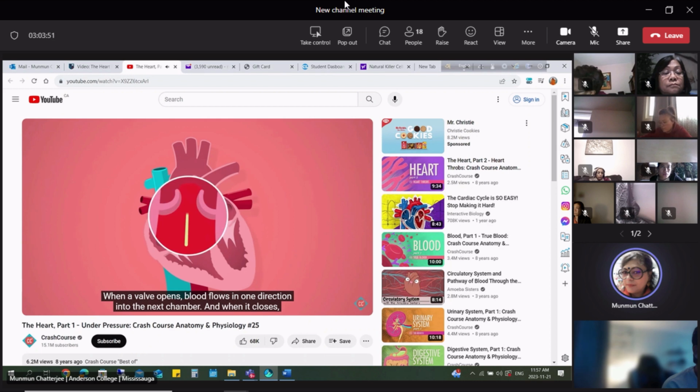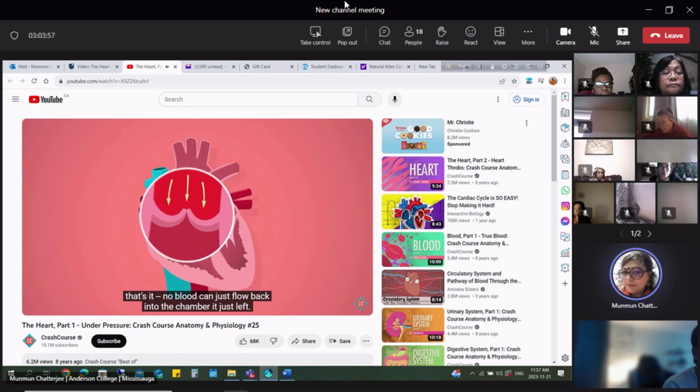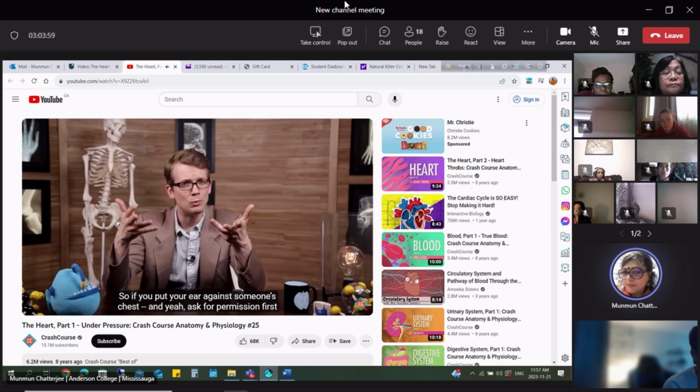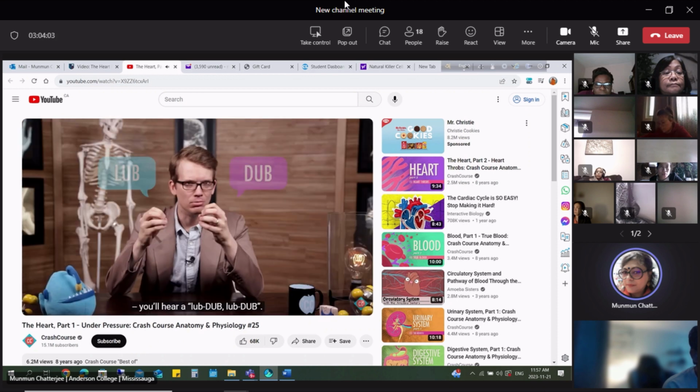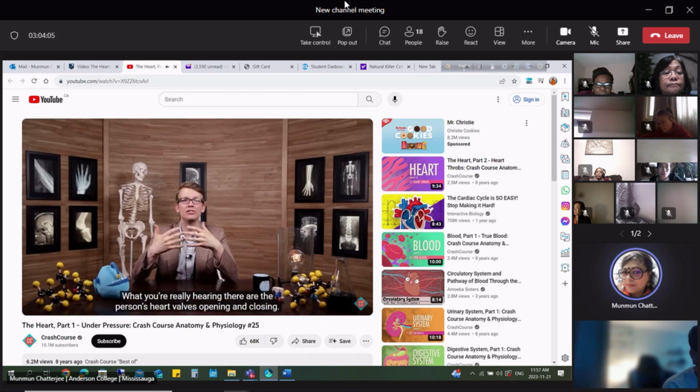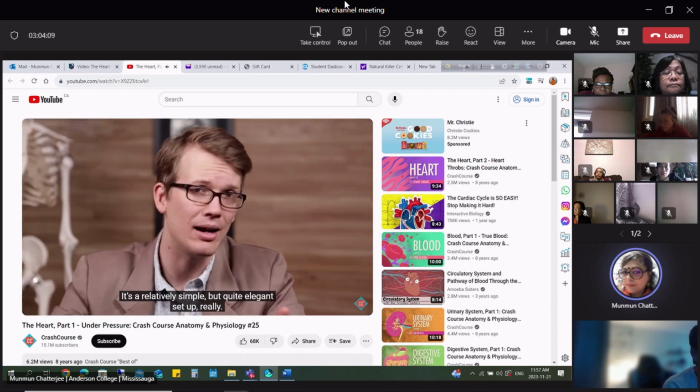When a valve opens, blood flows in one direction into the next chamber, and when it closes, that's it. No blood can just flow back into the chamber it just left. So if you put your ear against someone's chest, and yeah, ask for permission first, you'll hear that lub-dub. Lub-dub. What you're really hearing are the person's heart valves opening and closing. It's a relatively simple but quite elegant setup, really.